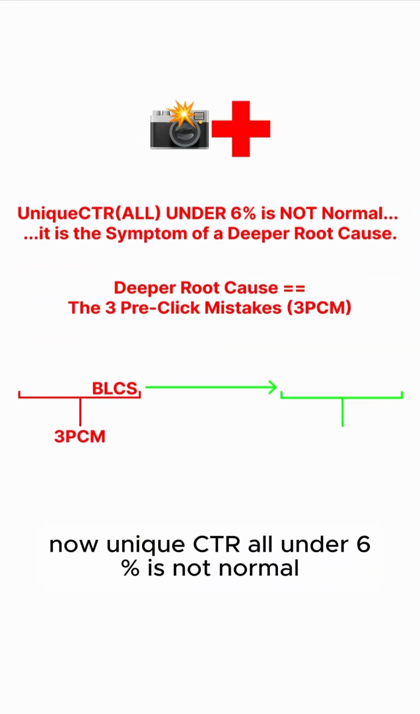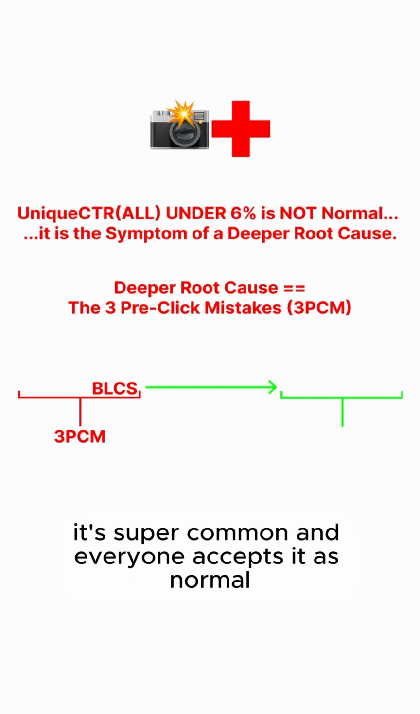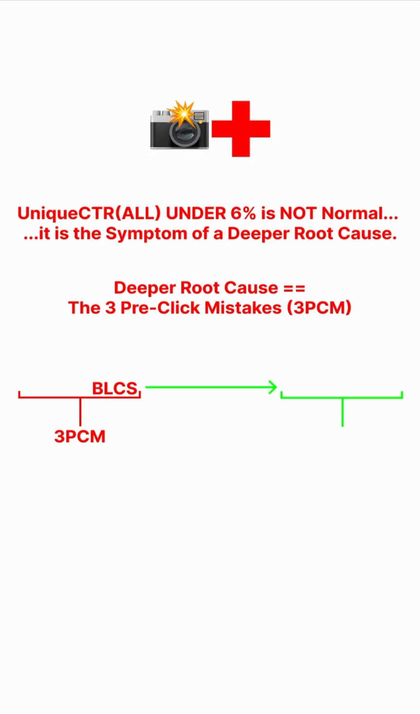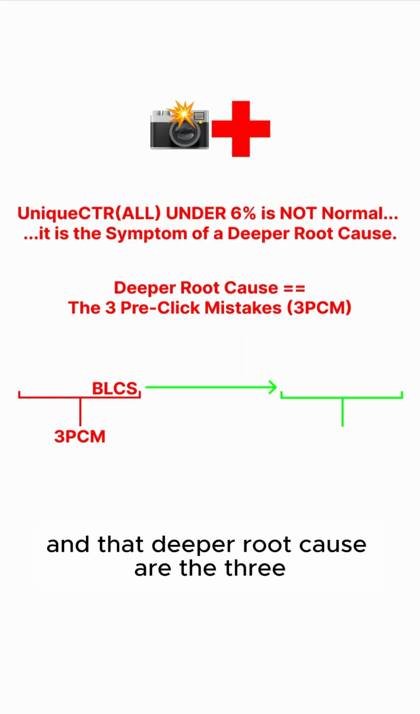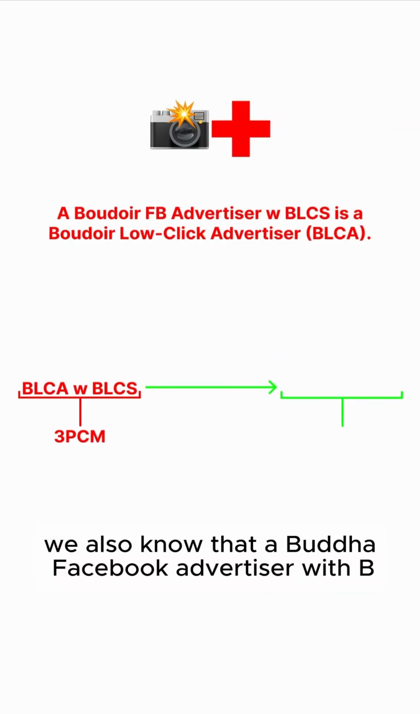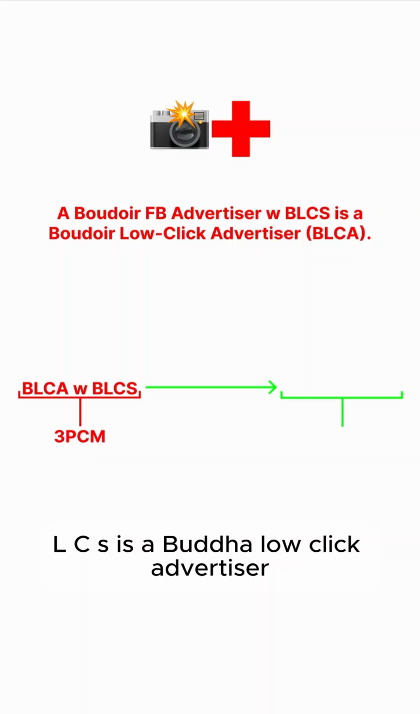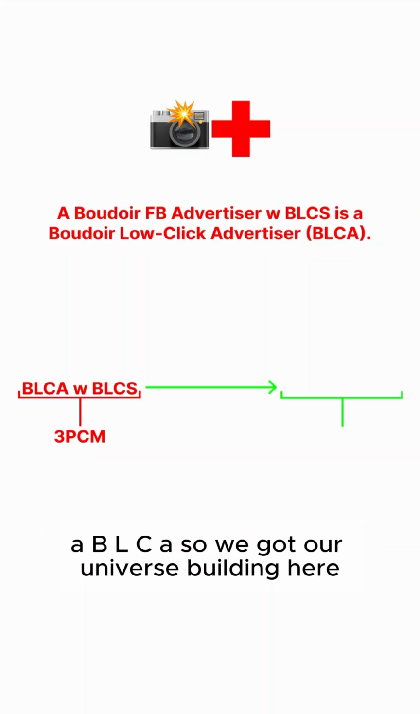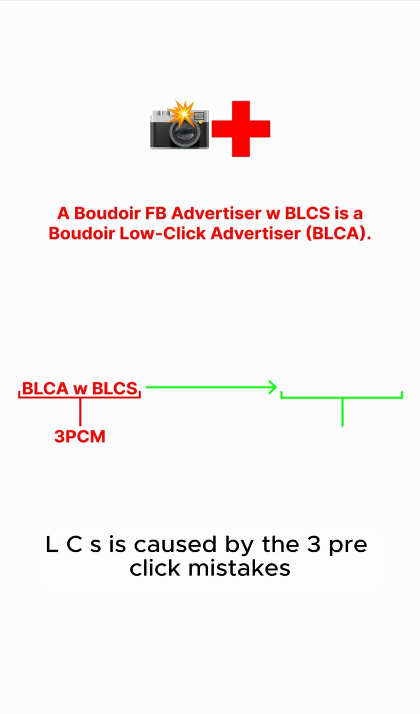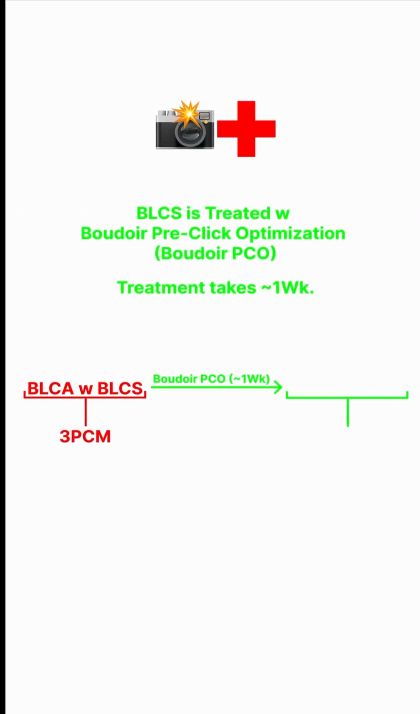Now, unique CTR under 6% is not normal. It's super common, and everyone accepts it as normal, but it's actually not normal. It's actually the symptom of a deeper root cause. And that deeper root cause are the 3 pre-click mistakes, 3 PCM. We also know that a boudoir Facebook advertiser with BLCS is a boudoir low-click advertiser, a BLCA. So we got our universe building here. A BLCA with BLCS is caused by the 3 pre-click mistakes.